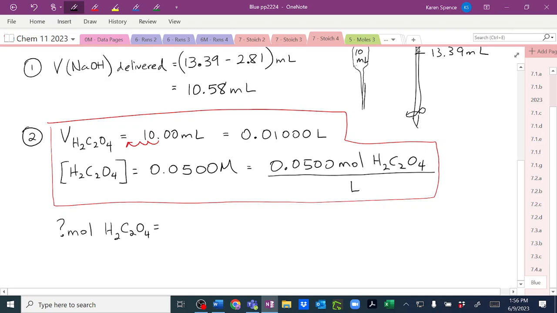Do we need a molar mass? No, because we don't have grams, right? There's no grams, so we don't need that. But what we do have is liters, which can cancel with liters.